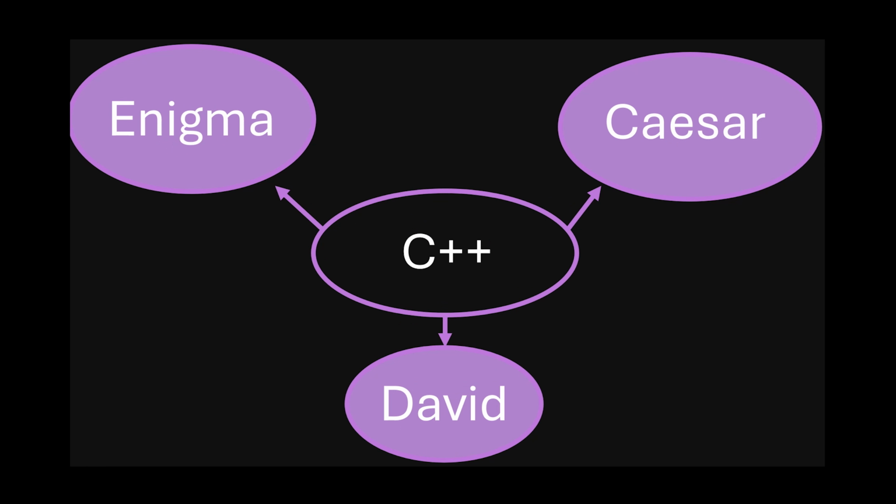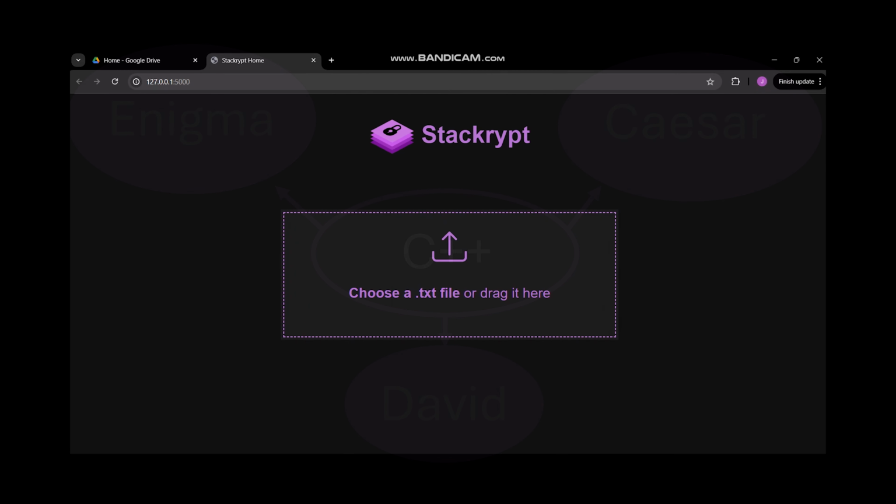Finally, I needed to determine the best way to handle encryption files. I chose C++ for its speed and used the C++ files as subprocesses in Flask. This setup let me send data from Flask to C++, which would then output the encrypted files. Now that you know the software powering Stackrypt, let me show you how it works.